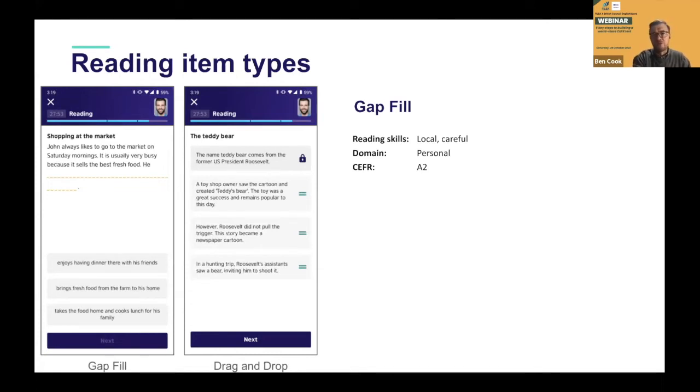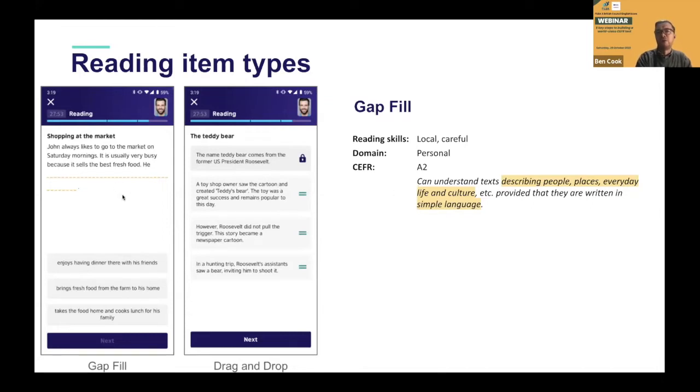And then in terms of descriptor, what does this look like in terms of the CEFR descriptor? I think this is a good match. This text comes from the CEFR: can understand text describing people, places, everyday life and culture. That feels like a good fit for this question, and it's using simple language. Again, I think that's about right for this item. So in this way, we can start to build links between our test items and the CEFR descriptors. And this is another piece that you'll need to do as you start to align your test.